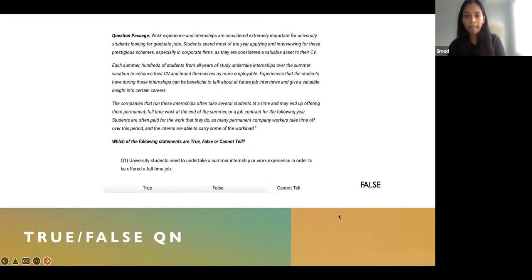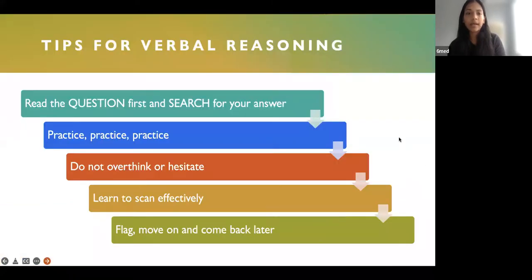Okay, so the answer was false. Next tip, read the question first, then search for your answers. Lots of you have said: keep practicing, don't overthink or hesitate. Especially the first answer you put down is an answer based on instinct, and it tends to be right about 90% of the time. Don't go back and hesitate on your answer.